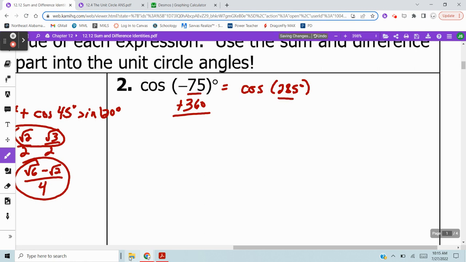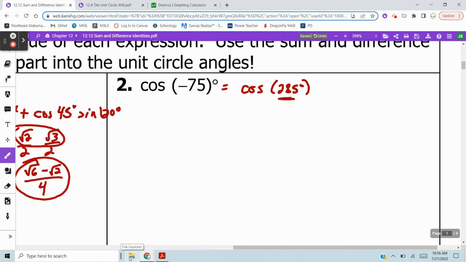They're basically the same angle, just with an extra rotation added. So it is perfectly legal to do that. So if you would rather do negative 75, or if you'd rather do 285, it doesn't matter. I'm actually going to do 285 just so that I don't have to deal with so many negatives.